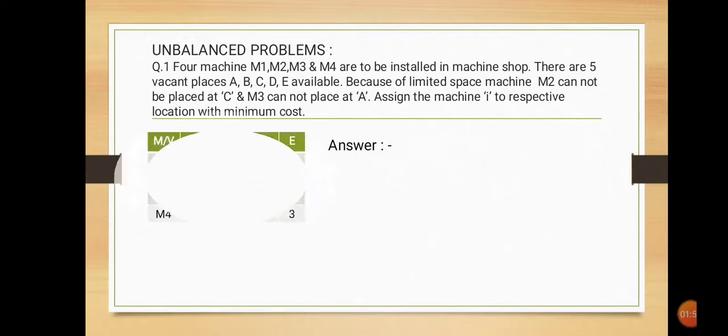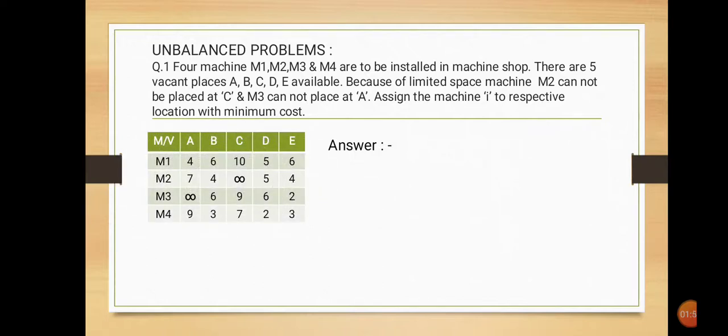Now we see the unbalanced problem. Question number 1. 4 machines M1, M2, M3 and M4 are to be installed in a machine shop. There are 5 vacant places A, B, C, D and E available. Because of limited space, machine M2 cannot be placed at C and M3 cannot be placed at A. Assign the machines to the respective locations with the minimum cost.